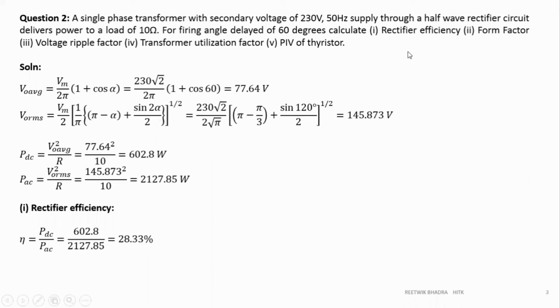Now, what is efficiency? Yesterday's lecture also I told you. Output by input. What is the output? Average means DC. So DC power by AC power. Input power is AC. Then what I was telling is how to calculate your rectification efficiency.